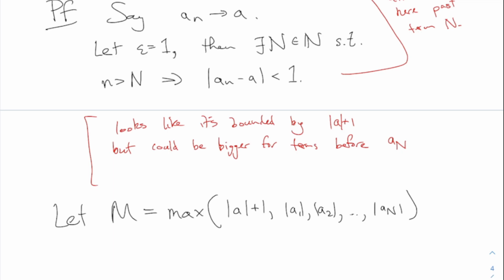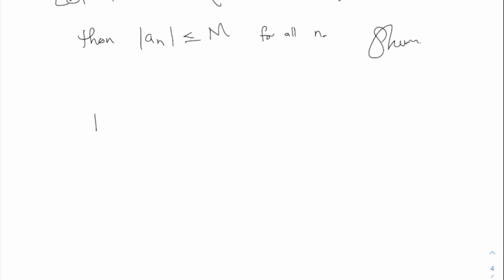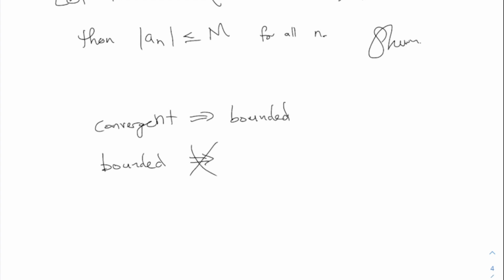Then the absolute value of AN is less than or equal to M for all N. Because M is chosen to be the biggest of all the values, if any of them are outside the window, or maybe the biggest end of that little window. And so all the terms of the sequence have to be less than or equal to that. All right, so in summary, I'll say it again. Convergence implies bounded. This is an important thing to remember. Convergence implies bounded, but not the other way around. Bounded does not imply convergent.